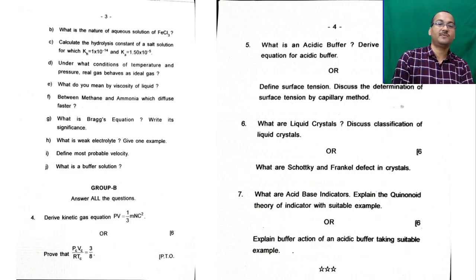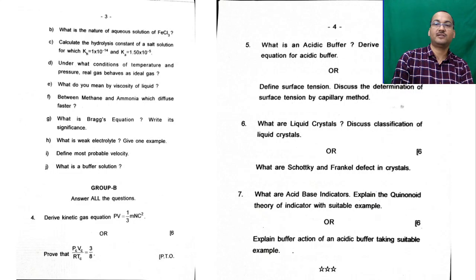Derive kinetic gas equation PV equal to 1 by 3 mnc square, or prove that PcVc by RTc equal to 3 by 8. Next question, what is an acidic buffer? Derive Henderson's equation for acidic buffer.